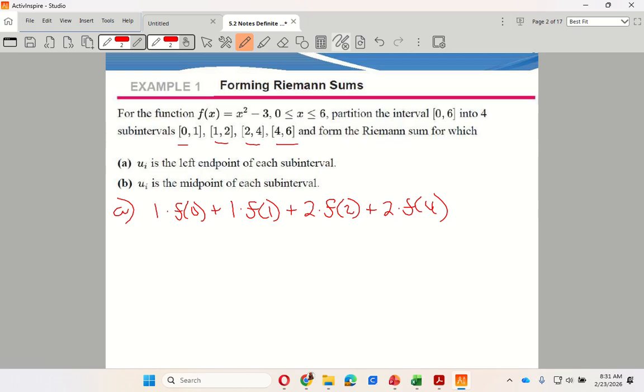And Riemann sum is going to be an approximation of this, of the area under the curve. And at the end of this, I'll show you guys how to actually do the real area under the curve, so get the exact value. All right, f of 0. So this is going to give me 0 minus 3, negative 3.